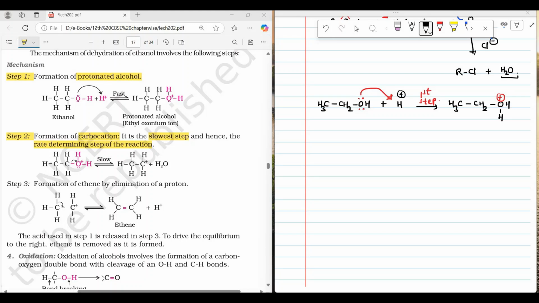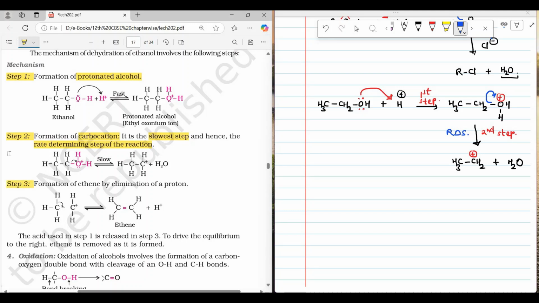Now this H2O+ ion will leave the molecule in the form of a water molecule, and it results in the formation of carbocation. So here you will get CH3CH2+, and water is removed as a byproduct, and this carbon will develop positive charge as it has donated its bonding pair to oxygen. This is the second step of the reaction, and this is the rate determining step. Now come to the third step of the reaction.